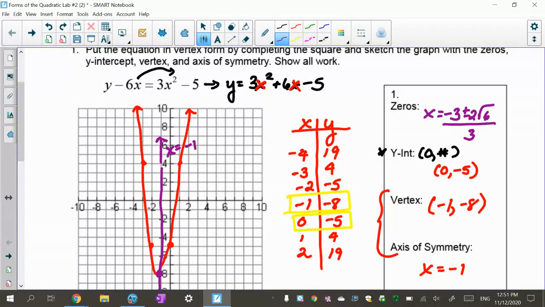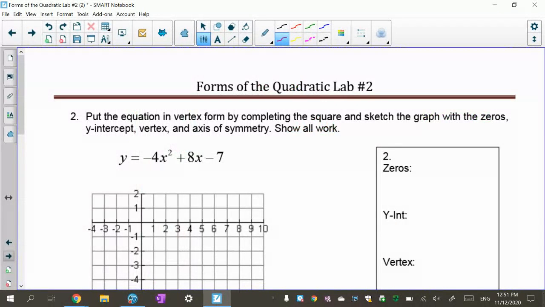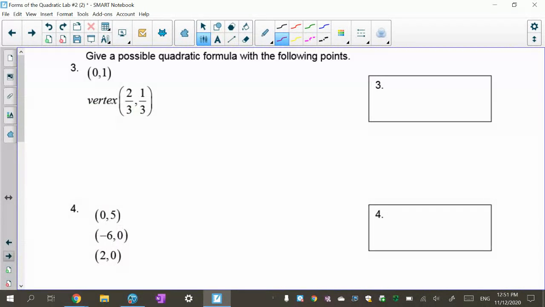Then I'm going to do 2 more just in case you have questions. If you think you've got it, I'm not going to do number 2 because it's very similar. I want you to practice that so you can do one on your own. I am going to get you started on 3 and 4 so you can do these.